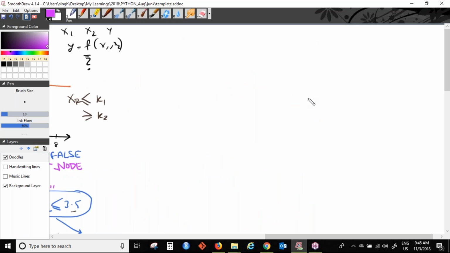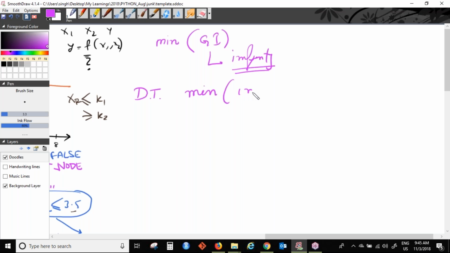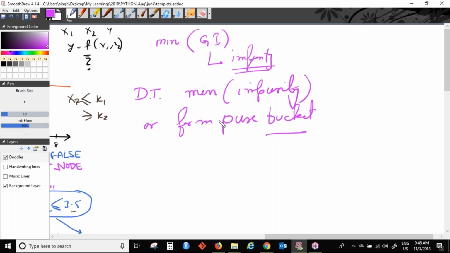So always remember, a quick recap of what we saw in the video. We saw that the mathematical way of doing this is minimizing the value of Gini index. What is Gini index? It is the impurity in a bucket, and the goal of the decision tree algorithm is to minimize the impurity, or minimize the Gini index, or to form pure buckets. So any of these is the goal of a decision tree algorithm.